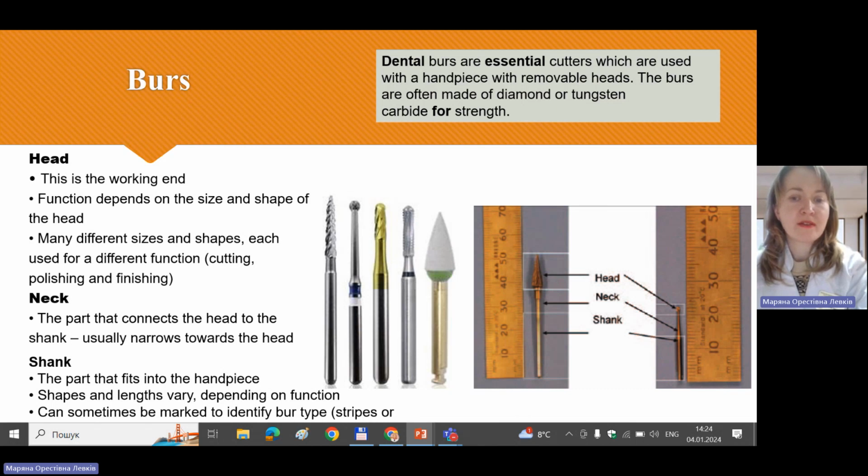Neck, the part that connects the head to the shank, usually narrows towards the head. And shank, it is the part that fits into the handpiece. Shapes and lengths vary depending on function, and can sometimes be marked to identify burr type. That's why on the neck, or basically on the shank of the burr, you can identify some color strips. According to the International Organization for Standardization, these color strips inform the dentist or dental assistant of the size of the diamond grit on the working end of this particular burr. So here you can see a white strip and a blue strip on the shank of the burr.